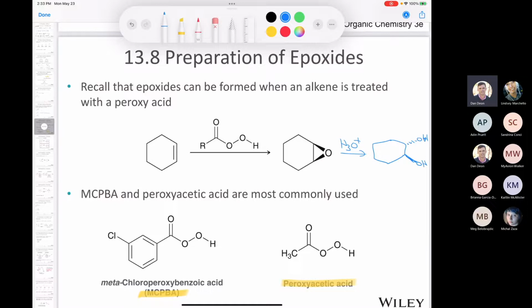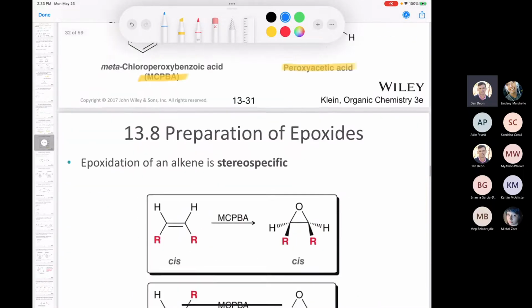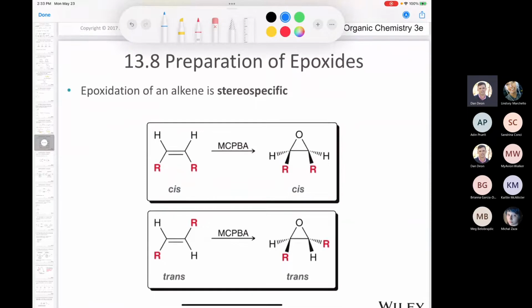But what's interesting about this reaction, and something that we didn't discuss in the alkenes chapter, is that epoxidation with MCPBA is a stereospecific reaction, meaning that if you start with a cis alkene, when you form the epoxide, you end up with your two R groups on the same face of the molecule. They're cis. And if you start with a trans alkene, you end up with an epoxide where the R groups are on opposite sides, namely you get a trans isomer. So stereospecific, not stereoselective for one over the other, but stereospecific.